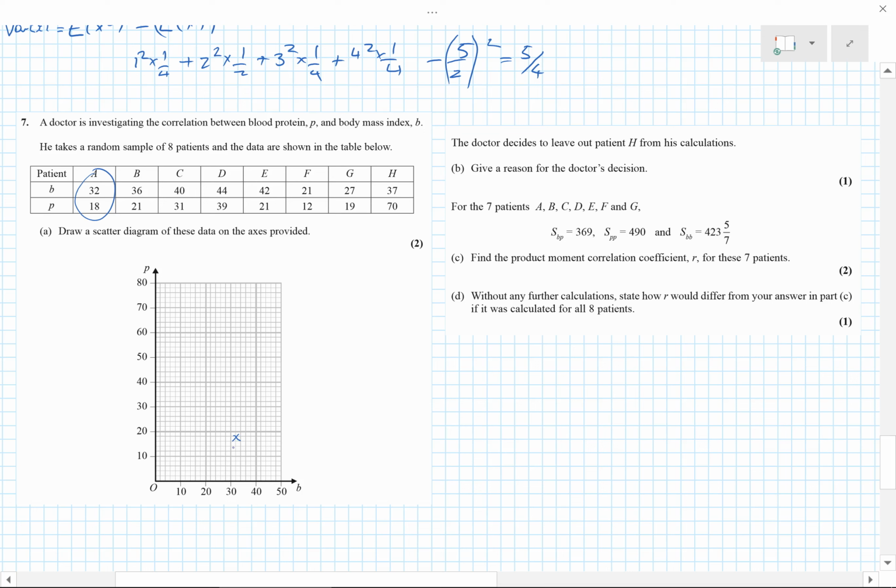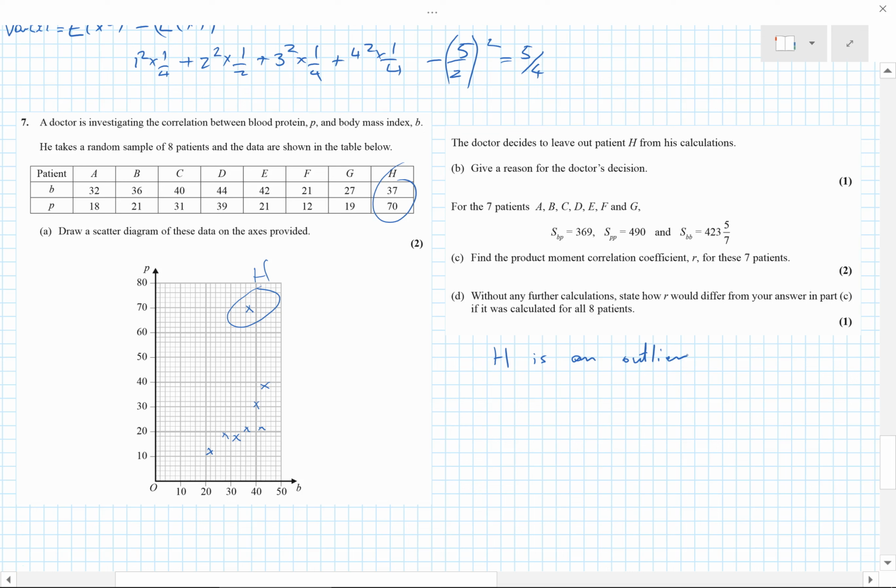I'm not going to explain each one of these, so I'll just do the answer now. This is approximately right, so that'll do. Then it says the doctor decides to leave out patient H from the calculation. H is this one here, and hopefully it's pretty obvious. Any sensible answer is accepted: H is an outlier. There's only 1 mark, so that gets you the mark, but it's always good perhaps to put it in context, just in case.